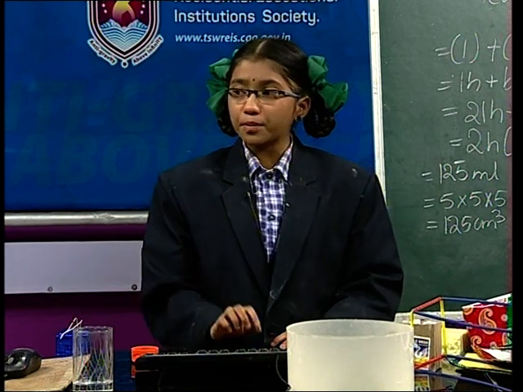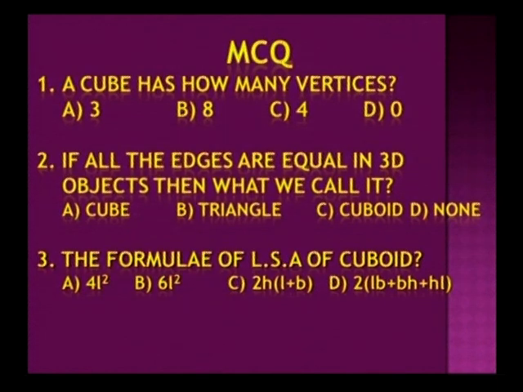So let us see the following picture. MCQs are nothing but multiple choice questions. I will give you 3 simple questions, and you may choose the correct answer. A cube has how many vertices? 3, 8, 4, or 0? Very good. A cube has 8 vertices. Very good, Sparrows. You are brilliant.